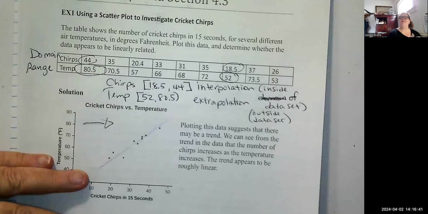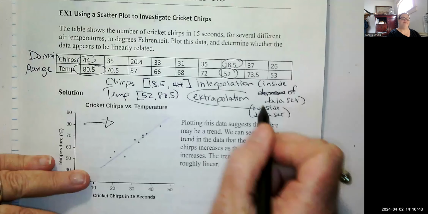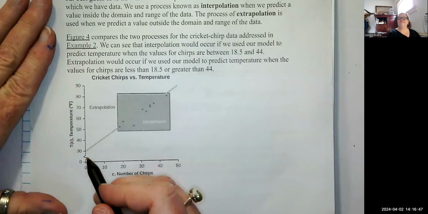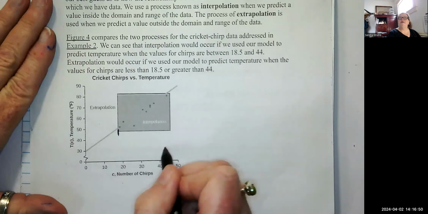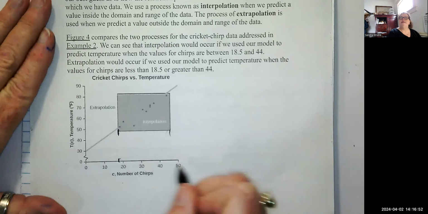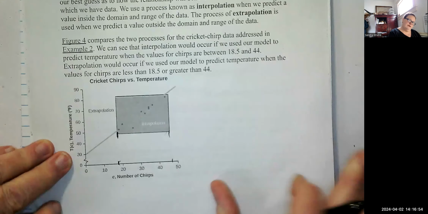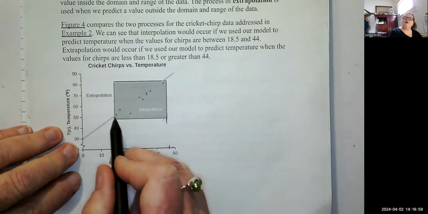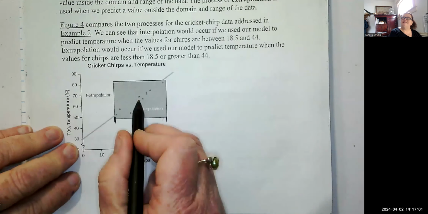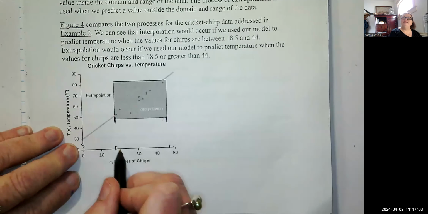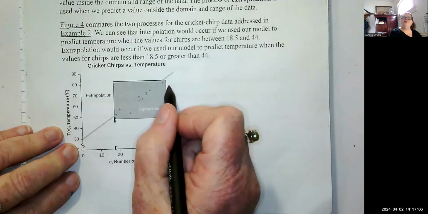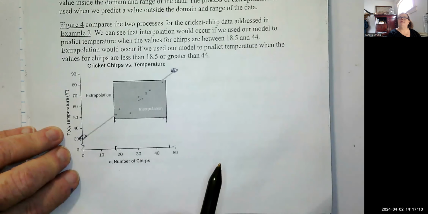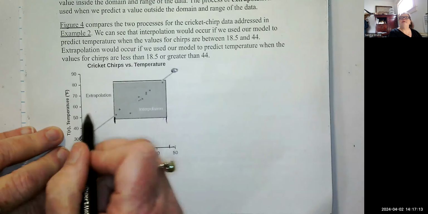We're assuming it is based on extrapolation. So looking at, again, the line, if it falls between here and here, which was our 18.5 to 44, anything in between there is going to be interpolation because it's inside the set. And then anything outside of it, we're assuming, so this was an assumption as well, that's extrapolation.